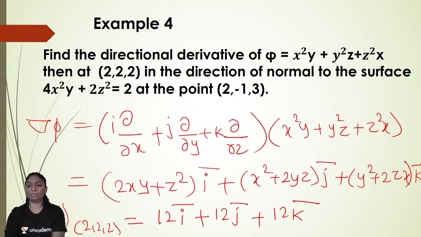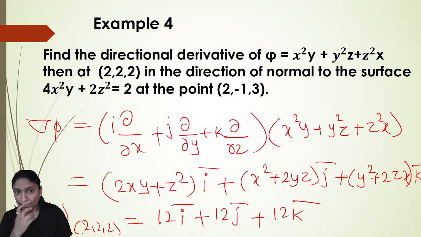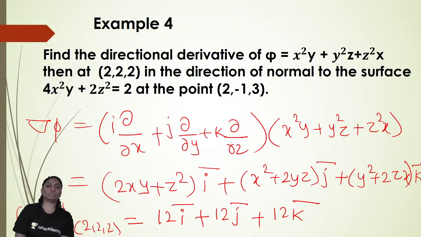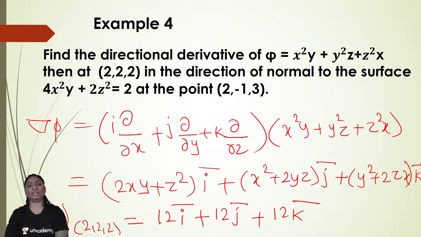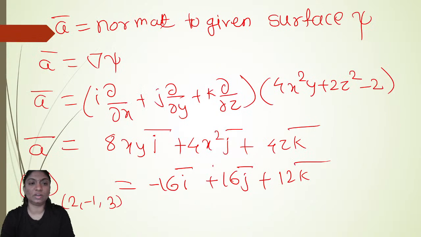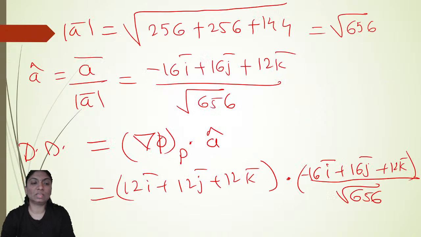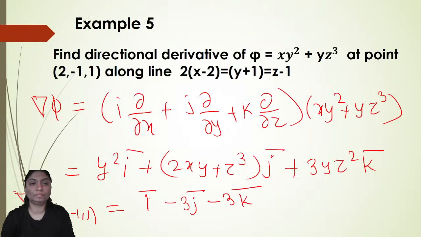Now the example number 4, where the directional derivative of phi is equal to x square y plus y square z plus z square x, at the point (2, 2, 2), in the direction of the normal to the surface 4x square y plus 2z square is equal to 2 at the point (2, minus 1, 3). Okay, this is your del phi. Now a bar is given, a cap is given.